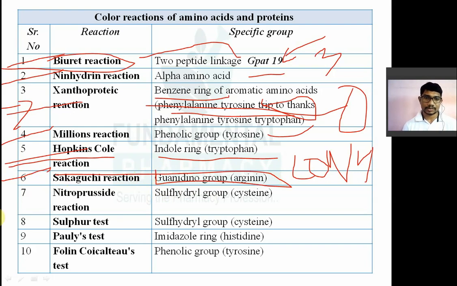Now Pauly's test, this was also a GPAT 20 question. GPAT 20 में इसके बारे में पूछा है. So Pauly's test is given positive by amino acids containing imidazole. Okay, that is nothing but histidine. So histidine will give you this test positive.